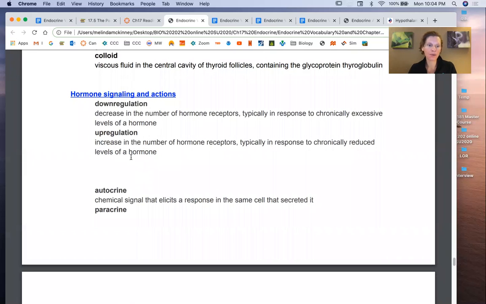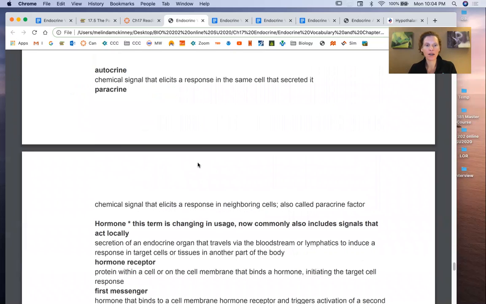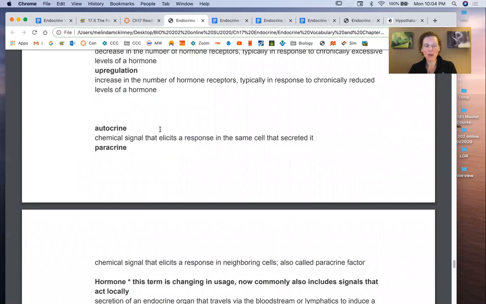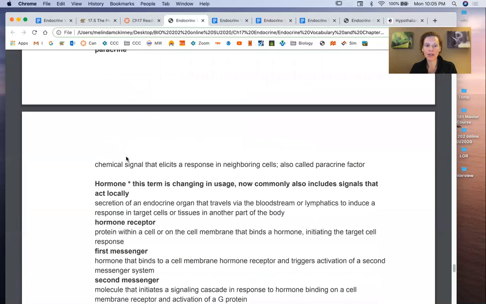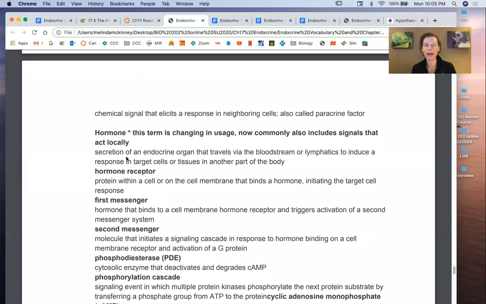So you can up or down regulate. Types of chemical signaling. Autocrine is when a cell secretes a signal that acts on itself. Paracrine is when it secretes a signal that acts on an adjacent or nearby cell. And then hormone signaling has historically been referred to when a cell or a gland secretes a chemical that's going to go through the blood system and act at a distance. Although more and more this term is becoming used for just any chemical messenger in the body.